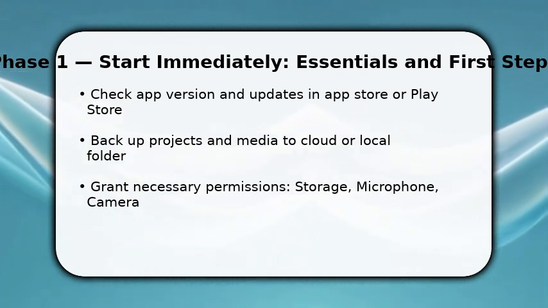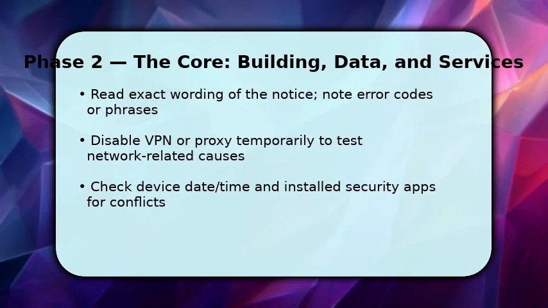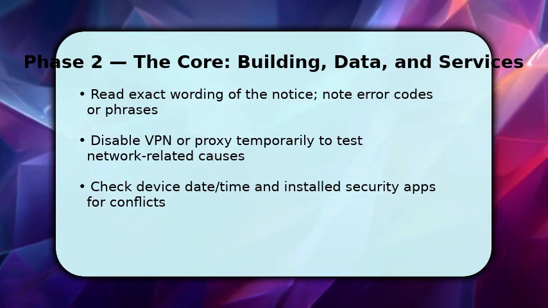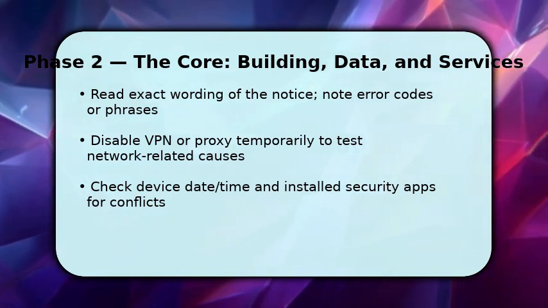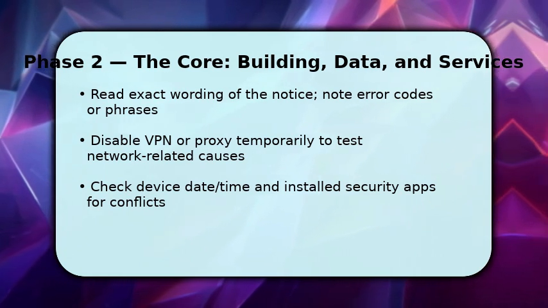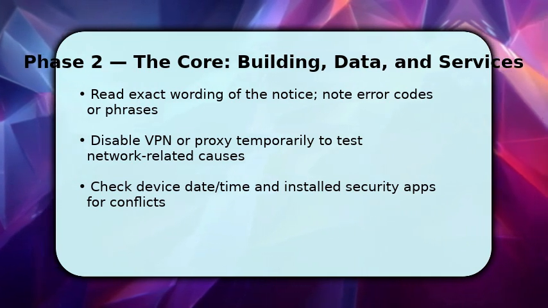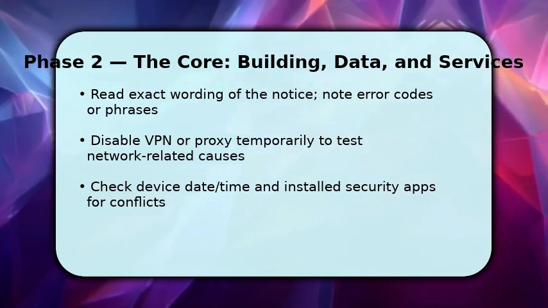Now you'll reproduce the notice and diagnose it. Read the exact message and jot any error codes or suspicious phrases. If it mentions network or certificates, disable VPN or proxy briefly. Many security prompts are caused by intercepted connections. Also verify device date and time and look for security apps that may block CapCut's verification.